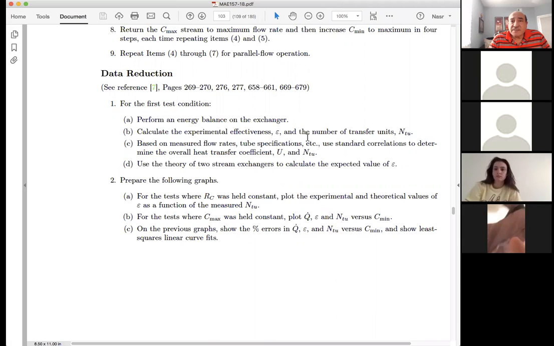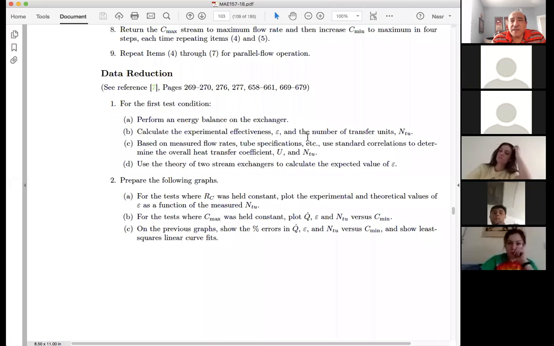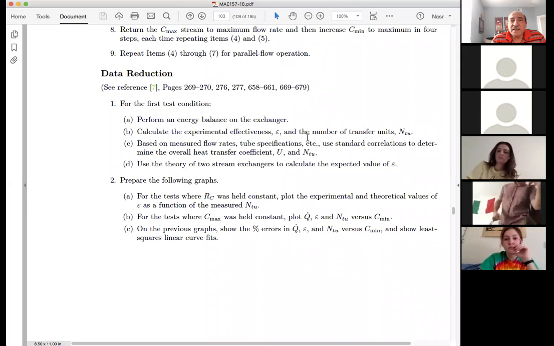The effectiveness is a lot more involved because it depends on some key variables. So we're going to focus on the relationship between the effectiveness and a couple of key variables. The first one is called the number of transfer units, which is kind of a defined variable that tells us something about the design of the heat exchanger. It combines how fast the flow is moving, and it combines the geometry, how well the geometry is designed. So this is the NTU, the number of transfer units.